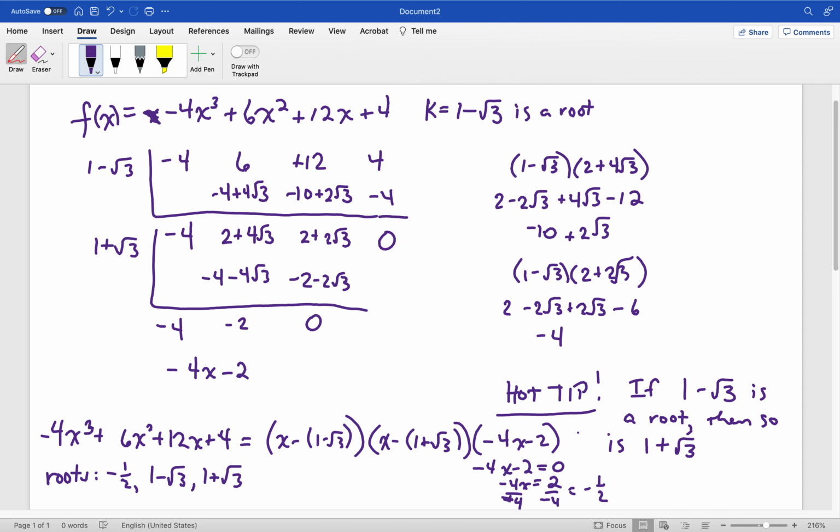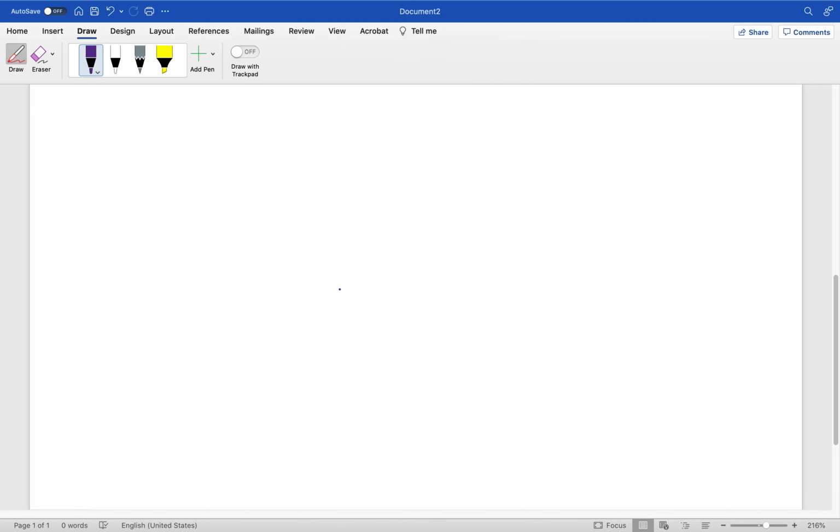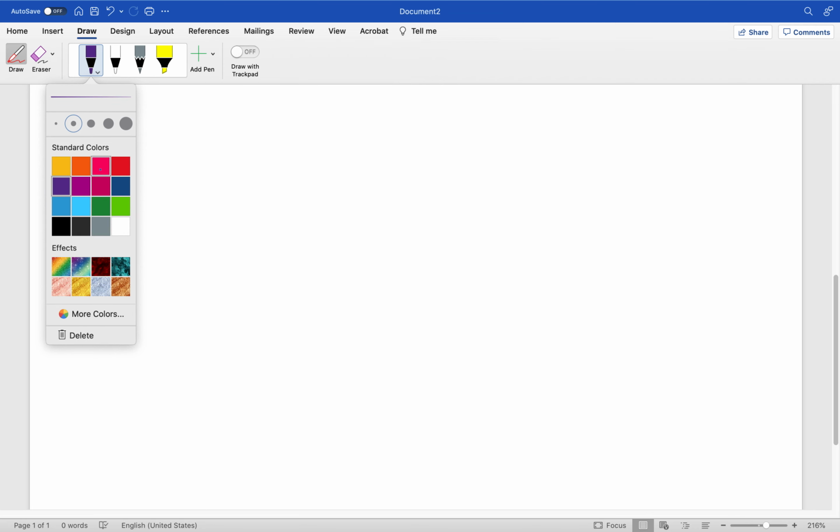All right, the other one I wanted to do was one where we have a little bit of complication after our first step. And so let's see what that looks like. Give me a new color here. I want, ooh, I don't know. Ooh, that's nice. Let's do that one.